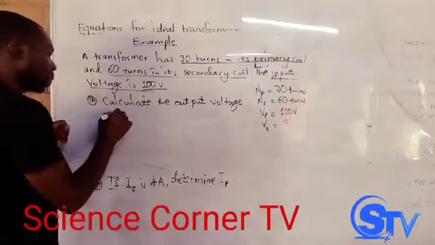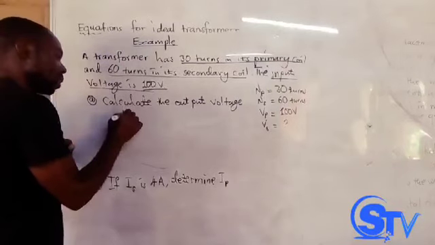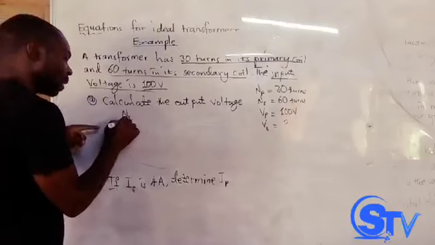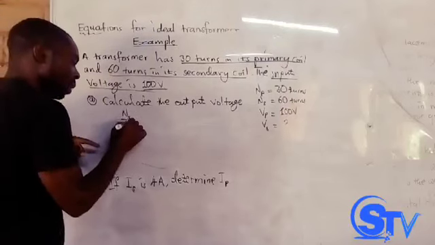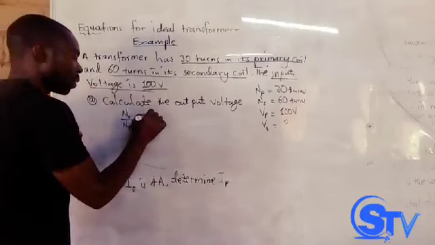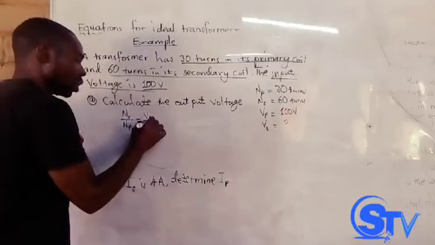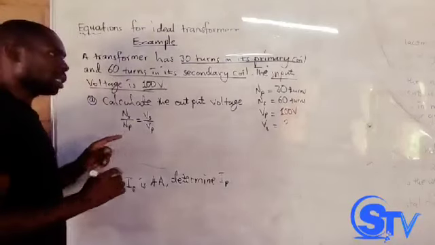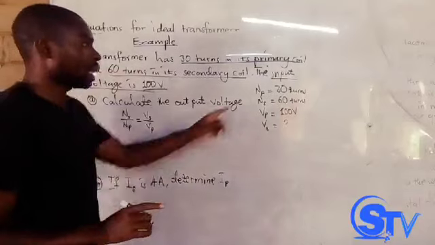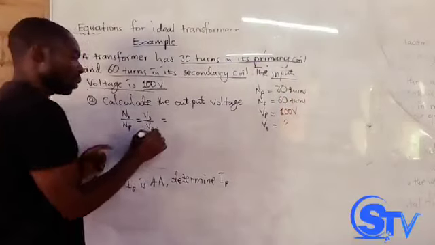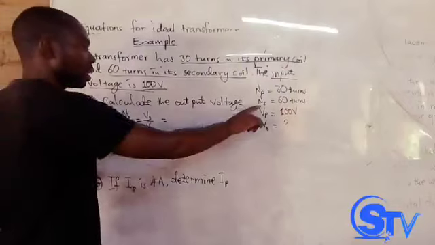So what we are going to do, we are going to write the formula. Number of turns in the secondary over number of turns in the primary, which is equal to the voltage in the secondary over the voltage in the primary. So if you write this equation, it becomes very easy for you, just replacing the figures or substituting them. So what we are going to do is to just get the figures there.